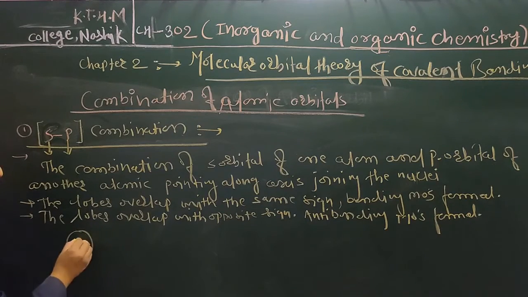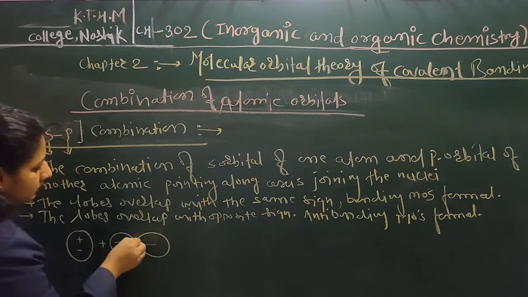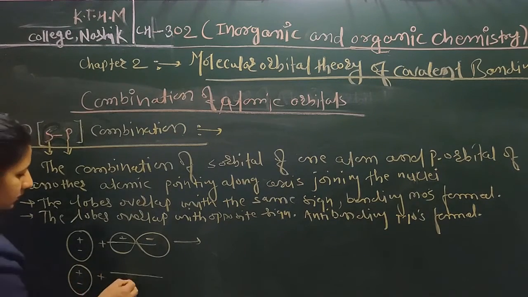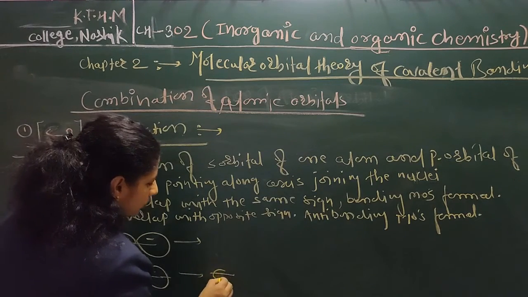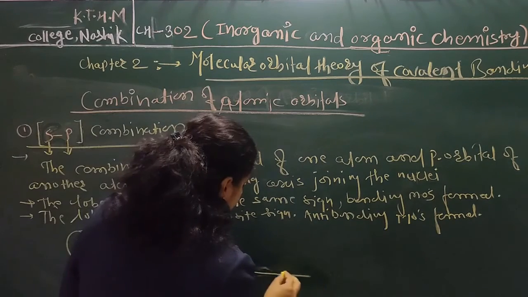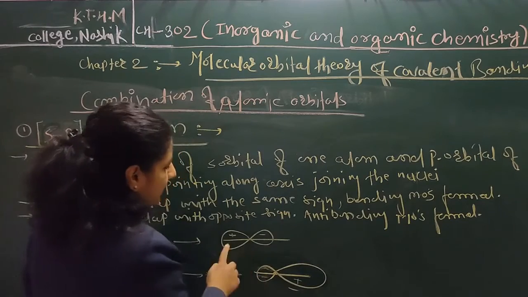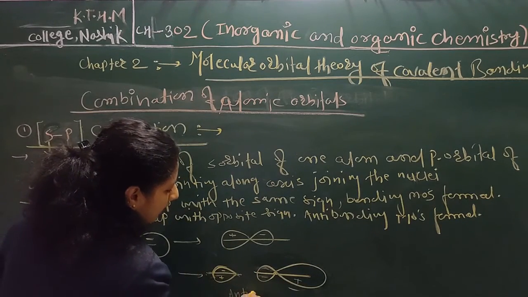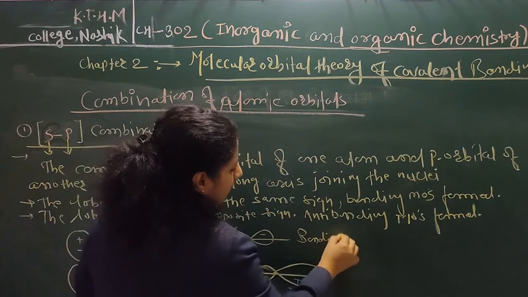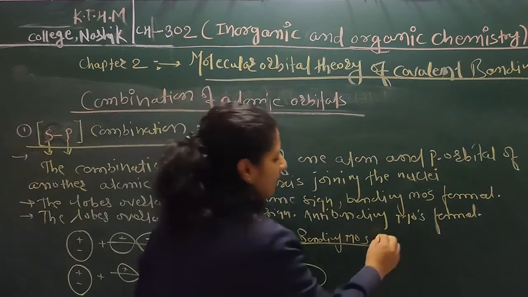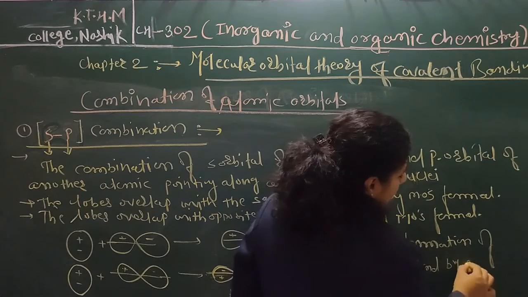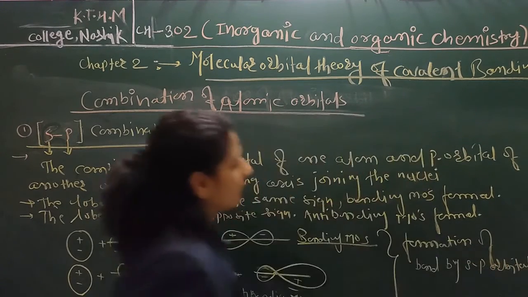Now we know that this is an s orbital. Now if you see, this is the same side and this is the opposite side, so this is an antibonding MO and this is a bonding one. This is the formation of a bond by sp orbitals. All about the sp combination.